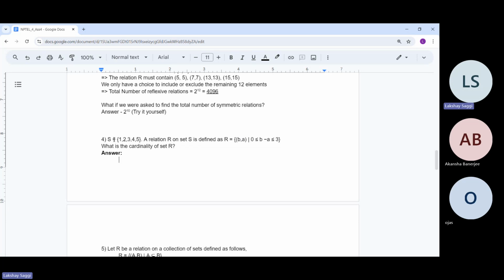So the fourth question is a very straightforward question. Given the set S equals 1, 2, 3, 4, 5, a relation R on the set S is defined as R equals (B, A) such that B minus A is greater than or equal to 0 and less than or equal to 3. And now what is the cardinality of the set R?